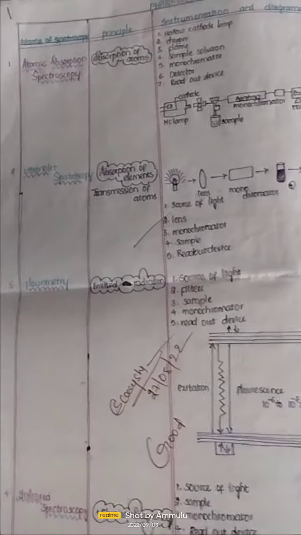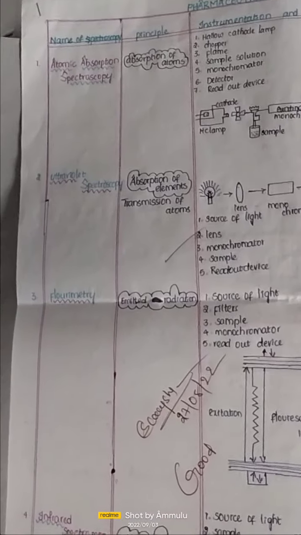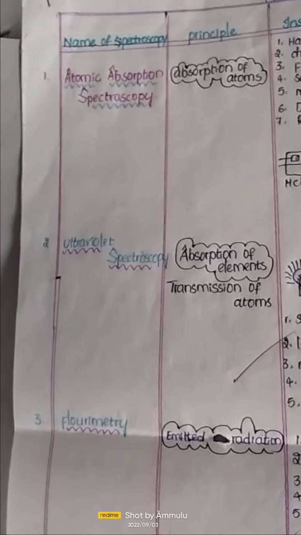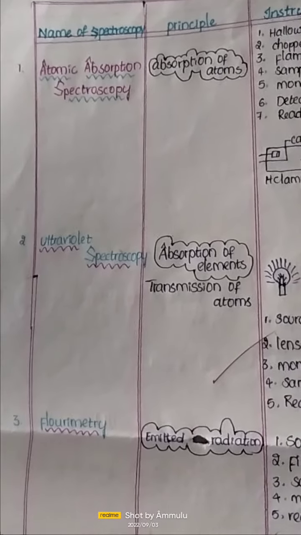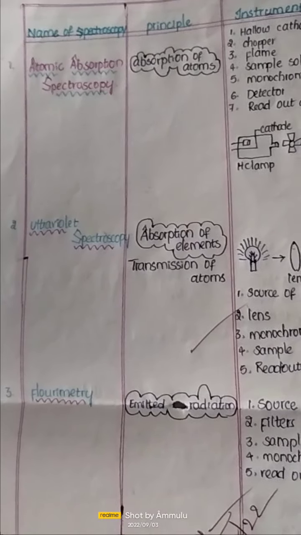Main, what are the total spectroscopies which are presented in our book? We have to discuss about that. Okay, simply atomic absorption spectroscopy. In atomic absorption spectroscopy, the main principle is absorption of atoms.